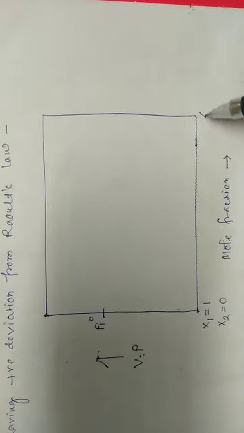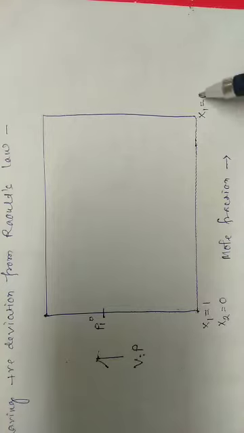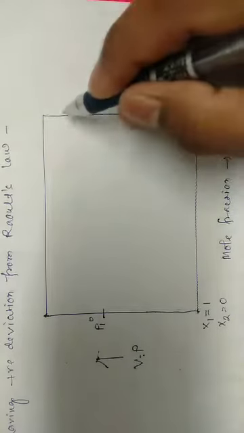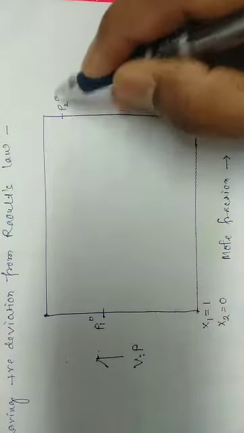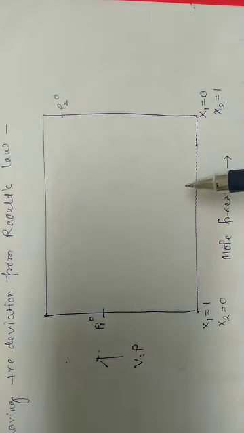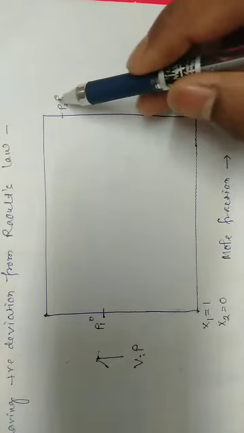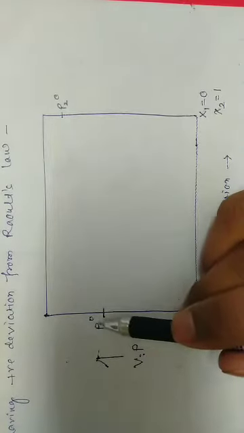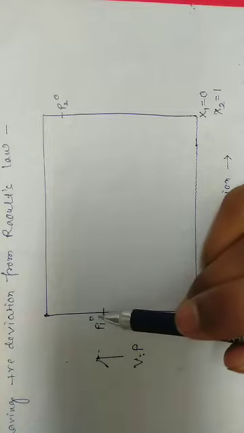This is the point at which x1 equal to 0 and x2 equal to how many? 1. If x1 equal to 0, then obviously x2 equal to 1. So at this point container is containing only component 2. Then at this point we have vapor pressure for the pure component 2 only. Let us consider vapor pressure for the pure component 2 is P2 naught. We are considering here vapor pressure for the pure component 2 is greater than the vapor pressure for the pure component 1.